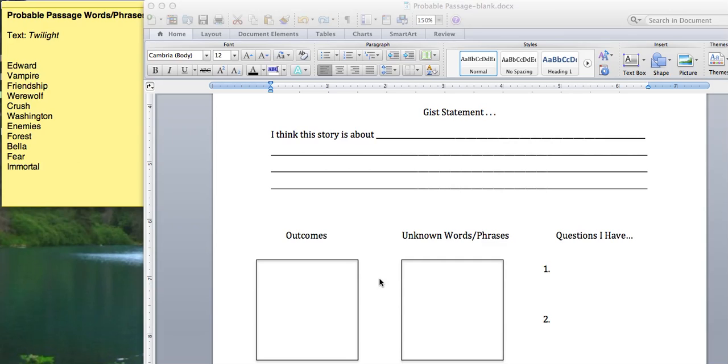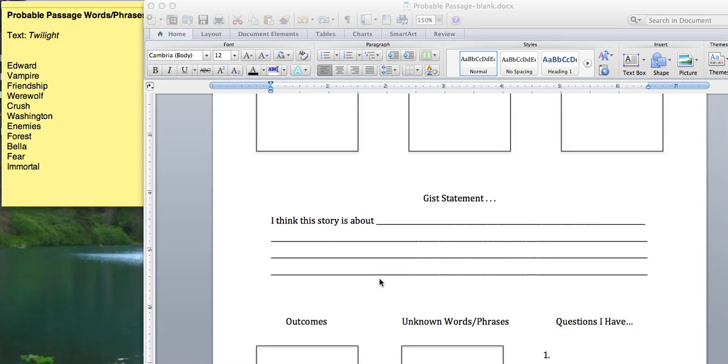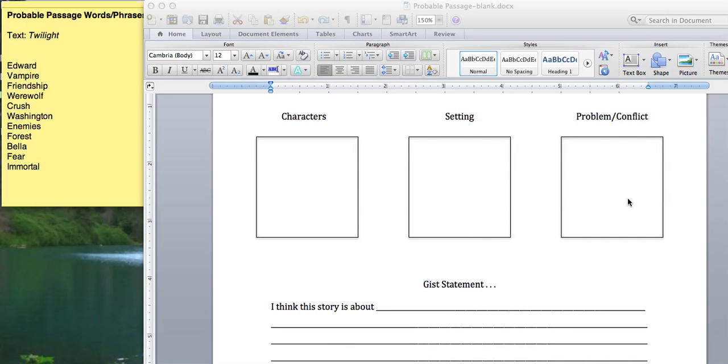them explain why. So say, okay, you say you want to move friendship from outcomes to problem up here, that's fine, I accept that, but can you explain to me your reasoning? Or is there a paragraph in the story that gives us a specific example of why friendship is a problem and not a resolution to a problem?